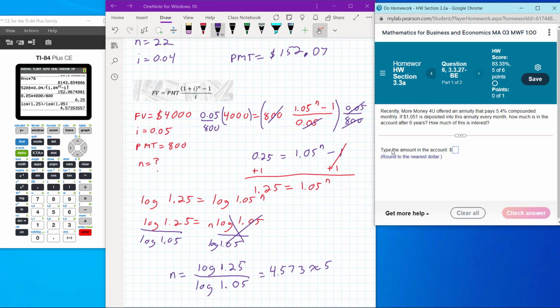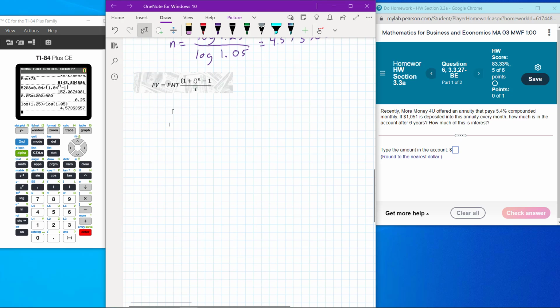Okay, and this brings us to our last problem in this particular assignment. And here it is. Recently, More Money for You offers an annuity that pays 5.4% compounded monthly. And the question is, if $1,051 is deposited into this annuity every single month, how much will we have in this account after 6 years, and what is the interest? Well, once again, we will be using this formula. And now all we need to do is dissect the question.